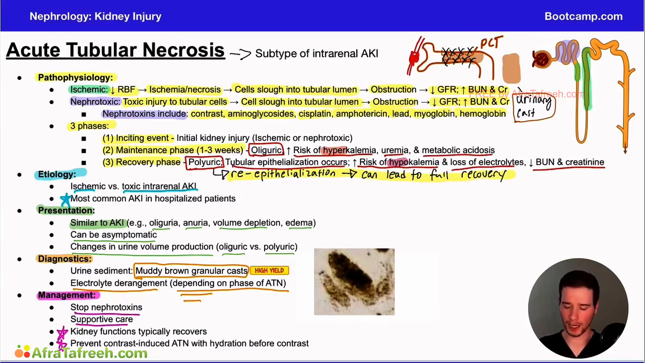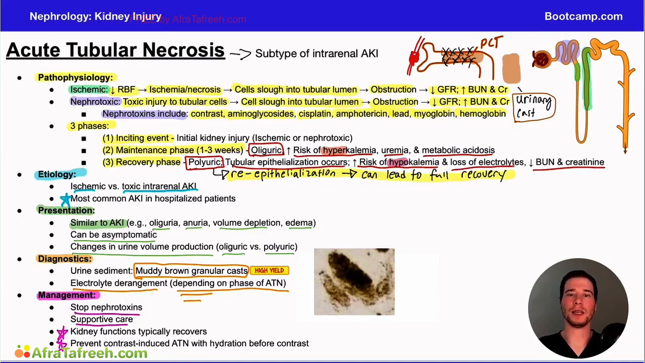Finally, when we talk about management here, we're talking about stopping nephrotoxic medications and providing supportive care to the patient. Why are we providing supportive care? Because typically this can recover on its own. Kidneys are able to regenerate their cells and restore their function. And so we're really just trying to buy time and manage the patient's symptoms to allow the body to heal itself.